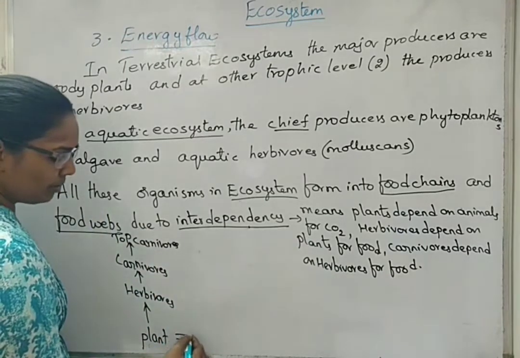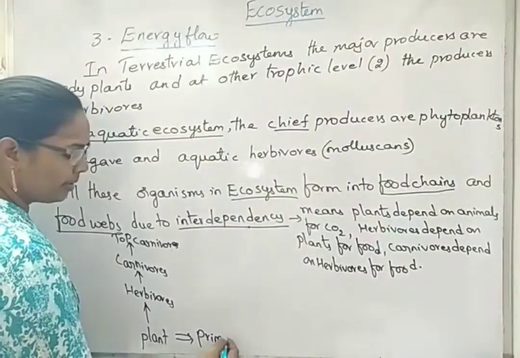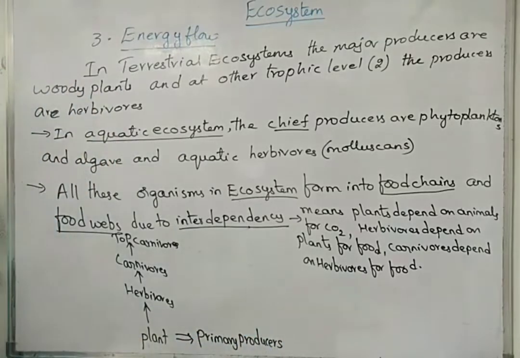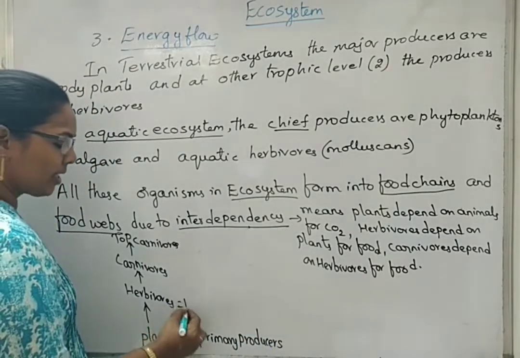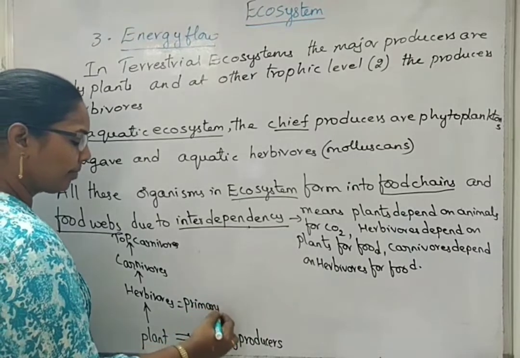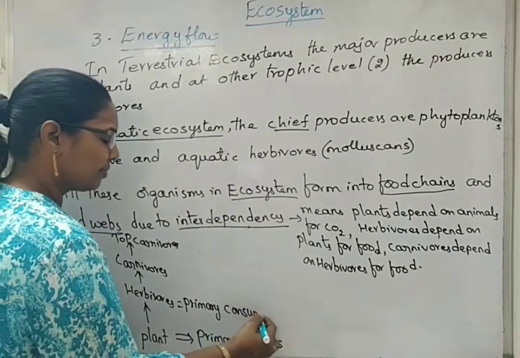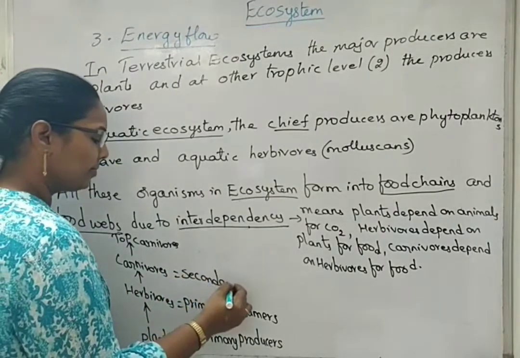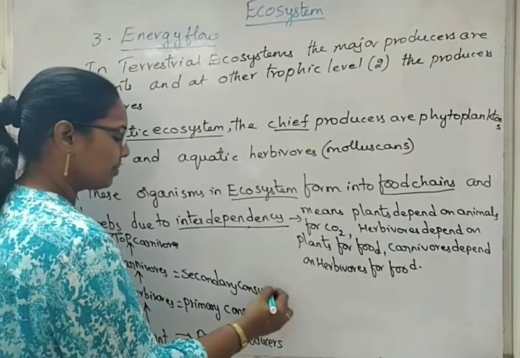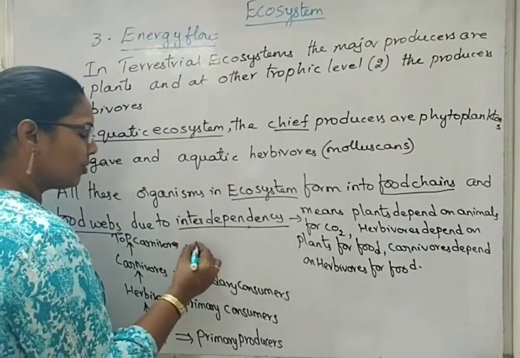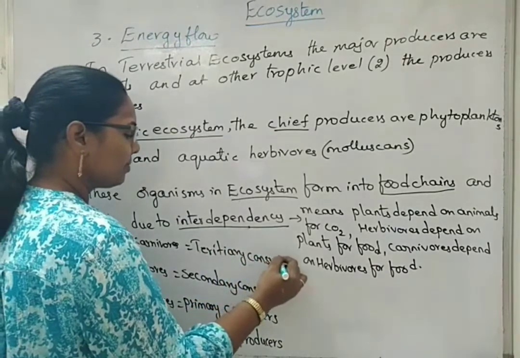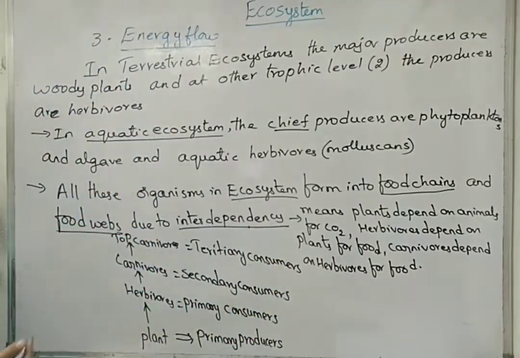We can give one more term here: these are primary producers. Herbivores are considered as primary consumers. Carnivores are considered as secondary consumers. Top carnivores are considered as tertiary consumers. We can see many examples here.